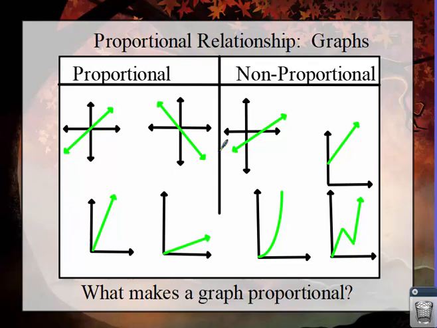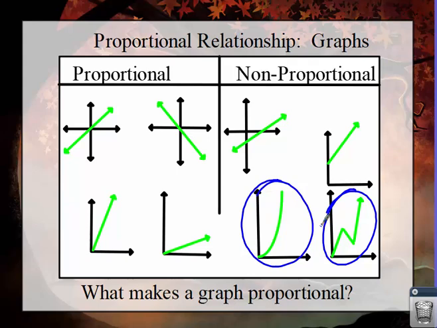Now, look at the right-hand side. Look at the non-proportional ones. Do they have those same characteristics? No, they don't. One, they're not all lines. Some of them are curves, like this one down here is a curve, and some of them are zigzaggy. And two of them go through the origin, but they don't make lines.